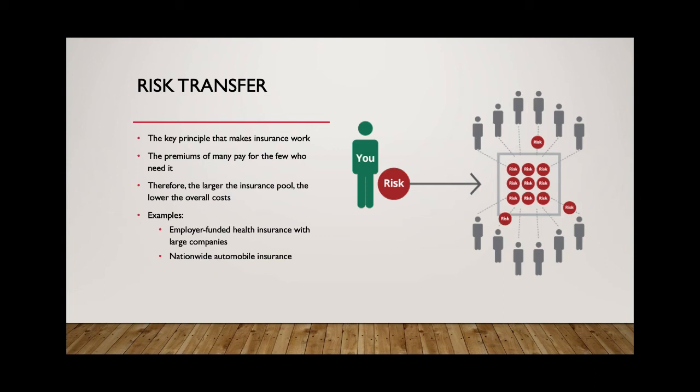That's why employer-funded health insurance with large companies costs less, and also why larger automobile insurance companies, nationwide automobile insurance companies, can offer you a lower premium than smaller insurance companies with a smaller risk pool. All right? So that's the general idea that makes all of the insurance we're going to talk about in this module, Module 12, really work. The reason premiums are somewhat affordable, if not very affordable depending on the type of insurance, is because of the idea of risk pooling.